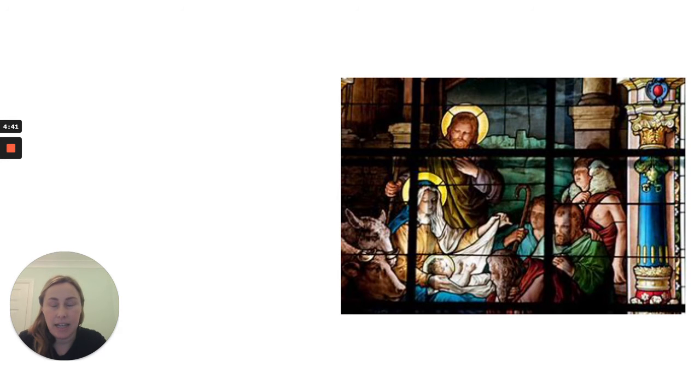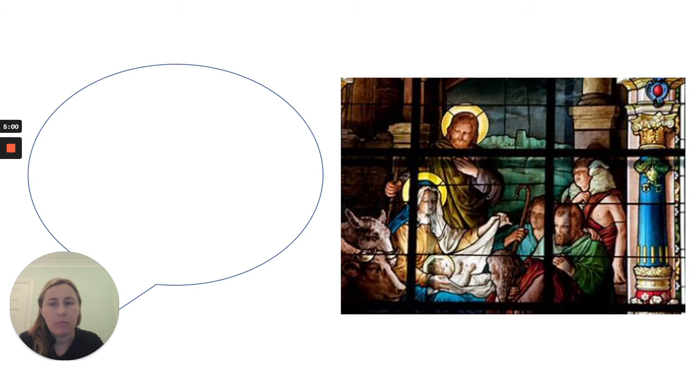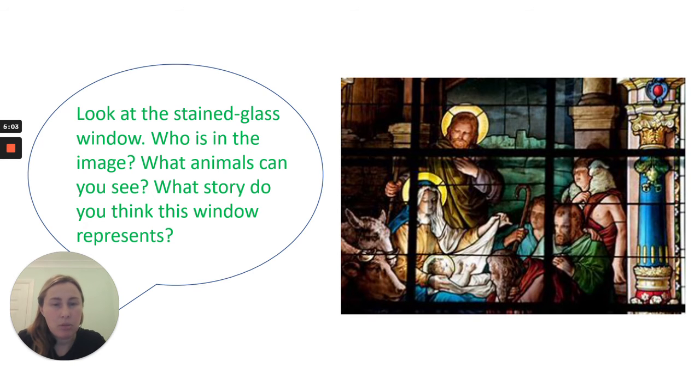Now this is a stained glass window. And if you look in the stained glass window and look at the shapes and the image, see if you can identify what Bible story this window might have been used to retell. What does it remind us of? Take a look at the animals, take a look at the people and the baby. What Bible story might this have represented? Or what does it represent?